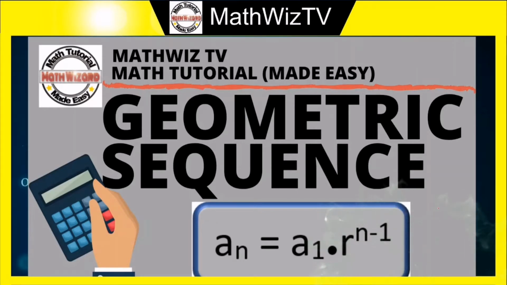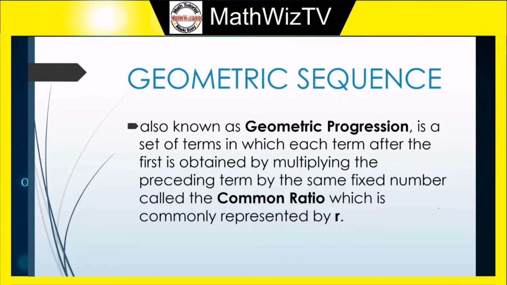So for today's video, we're gonna discuss geometric sequence. But before that, let us define what is geometric sequence. When we say geometric sequence, it is also known as geometric progression. It is a set of terms in which each term after the first is obtained by multiplying the preceding term by a same fixed number called the common ratio, which is commonly represented by R.